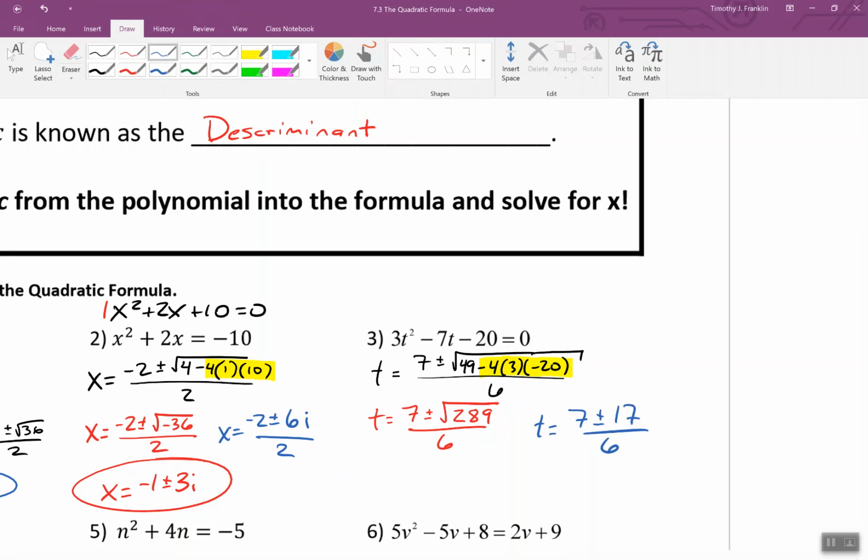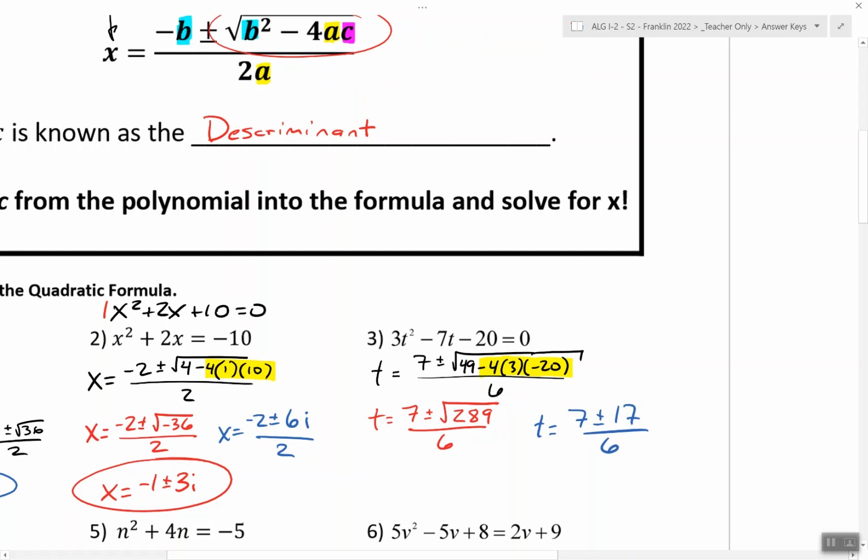And now we can actually figure out what those values are. So here t equals 7 plus 17 is 24. 24 divided by 6 is 4. 7 minus 17 is negative 10 over 6. Now we're going to get a fraction here. Negative 10 over 6 can be reduced to negative 5 over 3, and that's how we should write our answer. So oftentimes you will have a whole number and a fraction, and that's okay. Just remember how reducing a fraction works, you'll be fine.